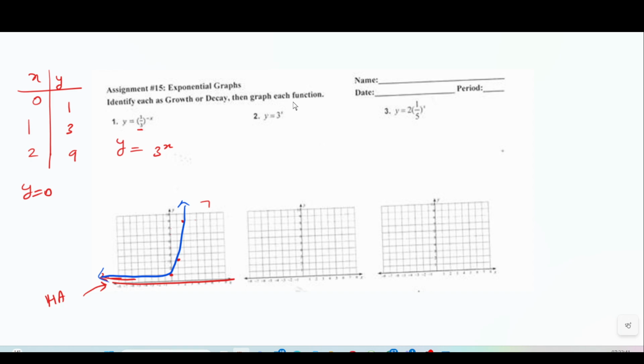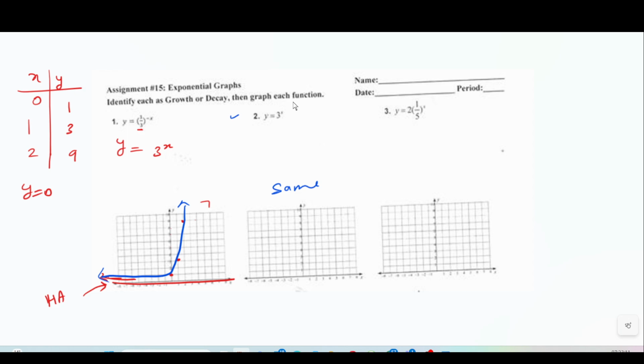Okay, try number 2. Keep saying whatever you are doing, so I can understand what you are doing. So y equals 3 to the power x, it's growth, which just means it's the exact same thing as the previous question, right? Exactly. Good. It is exactly the same, so you need to do the same.